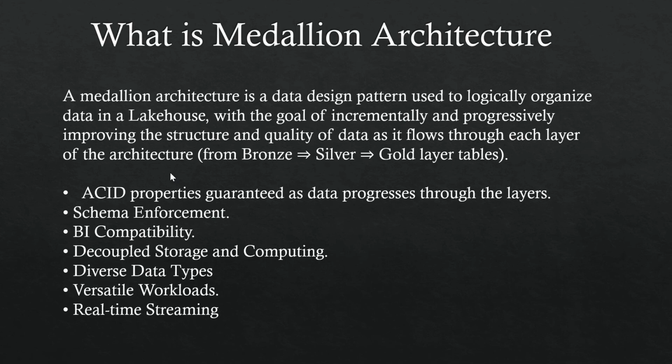So basically, there are three layers in the Medallion architecture. The first one is the bronze, the second is the silver, and the third is the gold. We will discuss each layer in detail in the coming slides.